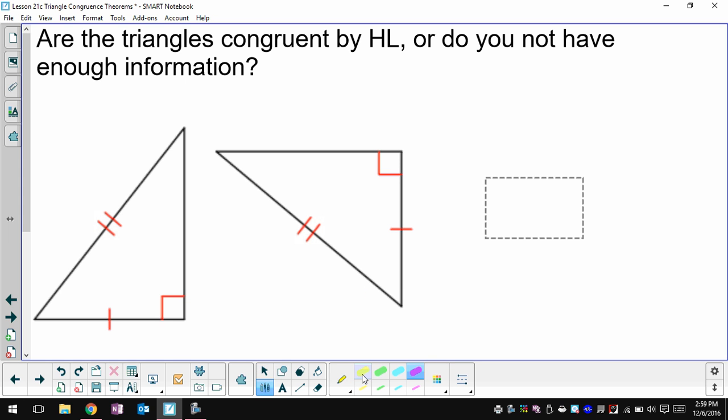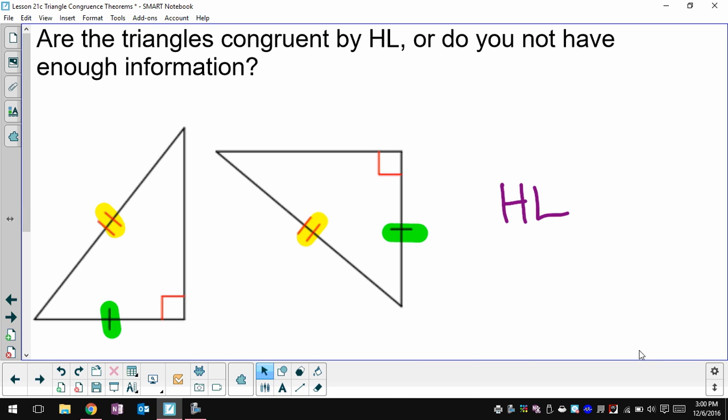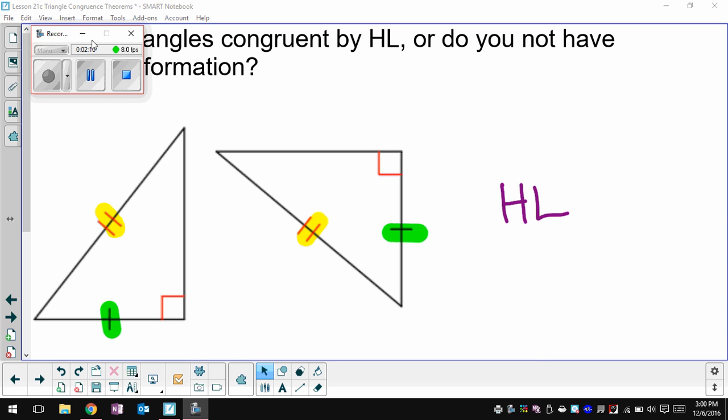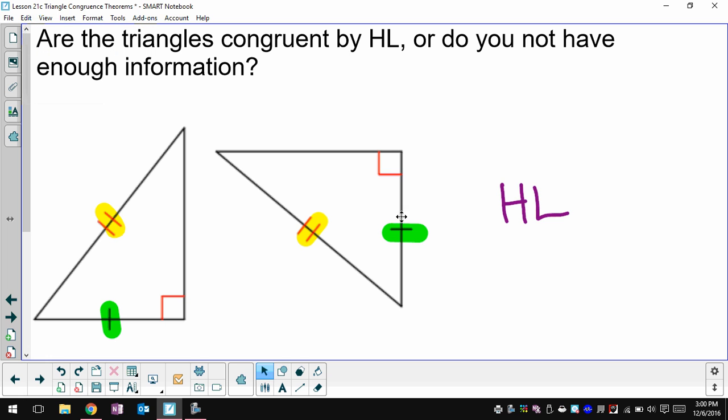So if I look at these two triangles, they're right triangles. If I look at the sides across from the right angles, the hypotenuses are congruent. And then I have another pair of sides, a pair of legs, that are congruent. So I can apply hypotenuse leg to these two triangles. So these two right triangles are congruent, and I know they're congruent by hypotenuse leg.